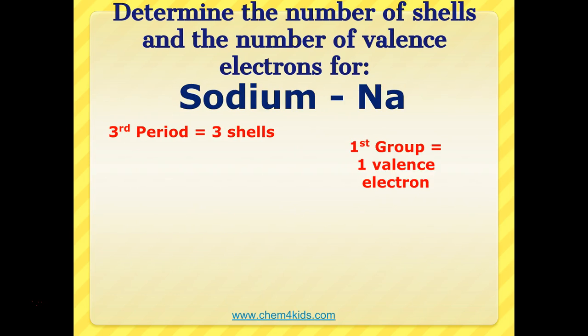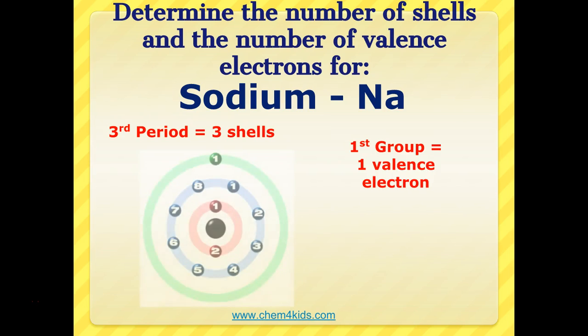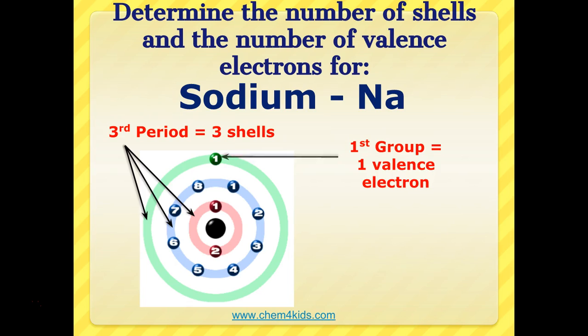Sodium, on the other hand, is in the third period, so it has 3 electron orbitals or shells, but it's in the first group, so it only has 1 valence electron. So sodium is going to look like this. We have 3 shells, and in our first shell the maximum number is 2, in the second shell the maximum number is 8, and in the third shell the maximum number is 8 again. But this only has 1 in that last shell.